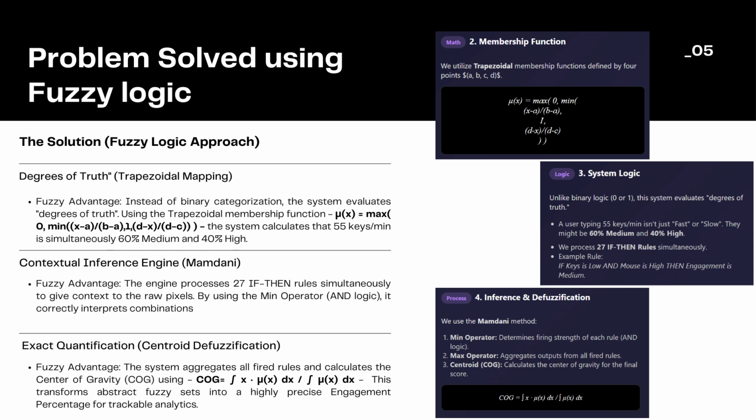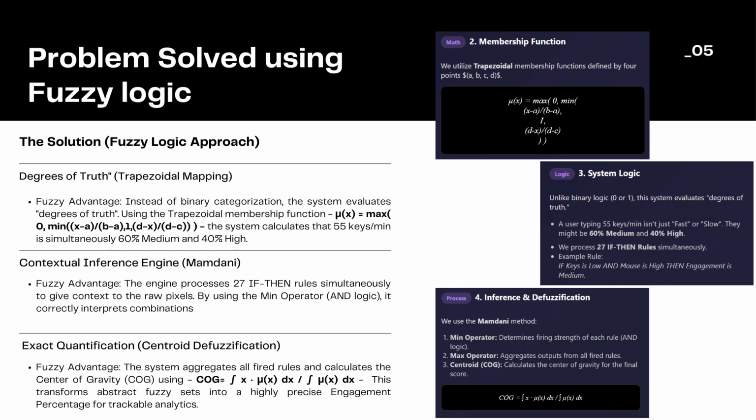So third, to get a hard number, the system uses centroid defuzzification. It's essentially using a bit of calculus to find the mathematical center of gravity for all that data, turning all those abstract inputs into one precise engagement percentage that you can actually use.